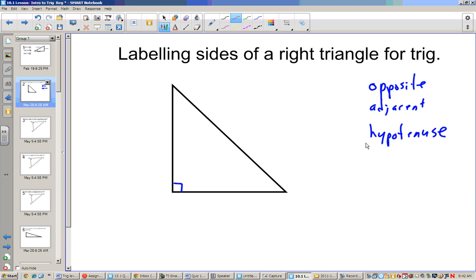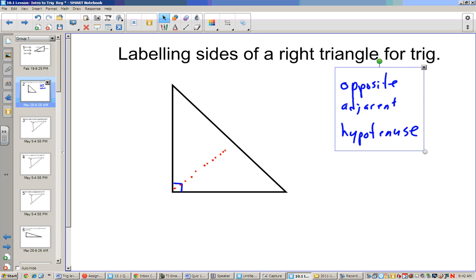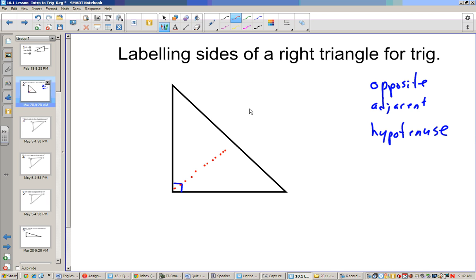Hypotenuse is going to be constant in every right triangle, and it's across from the 90-degree angle. So that's this side over here. It's also the longest side in the right triangle. So we take the hypotenuse. I'll just write it in here. Hypotenuse.